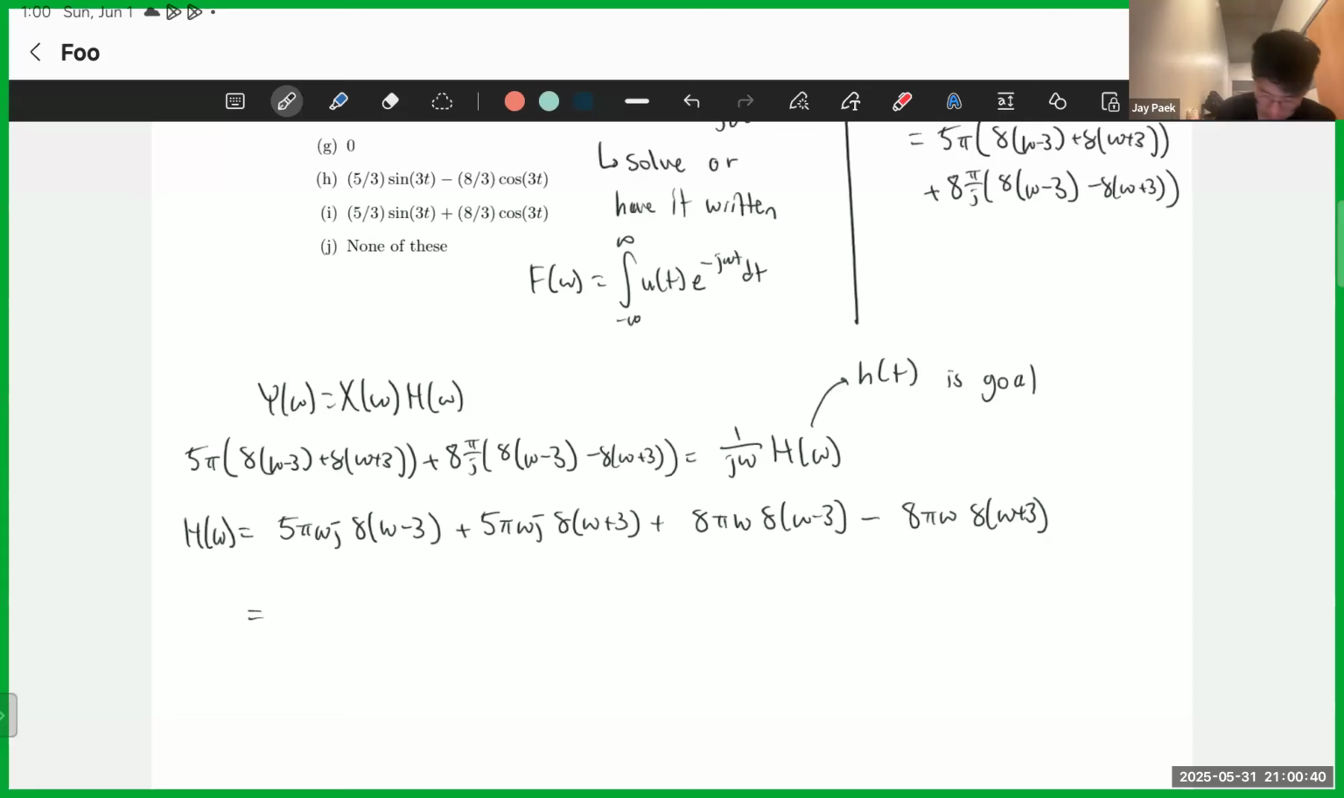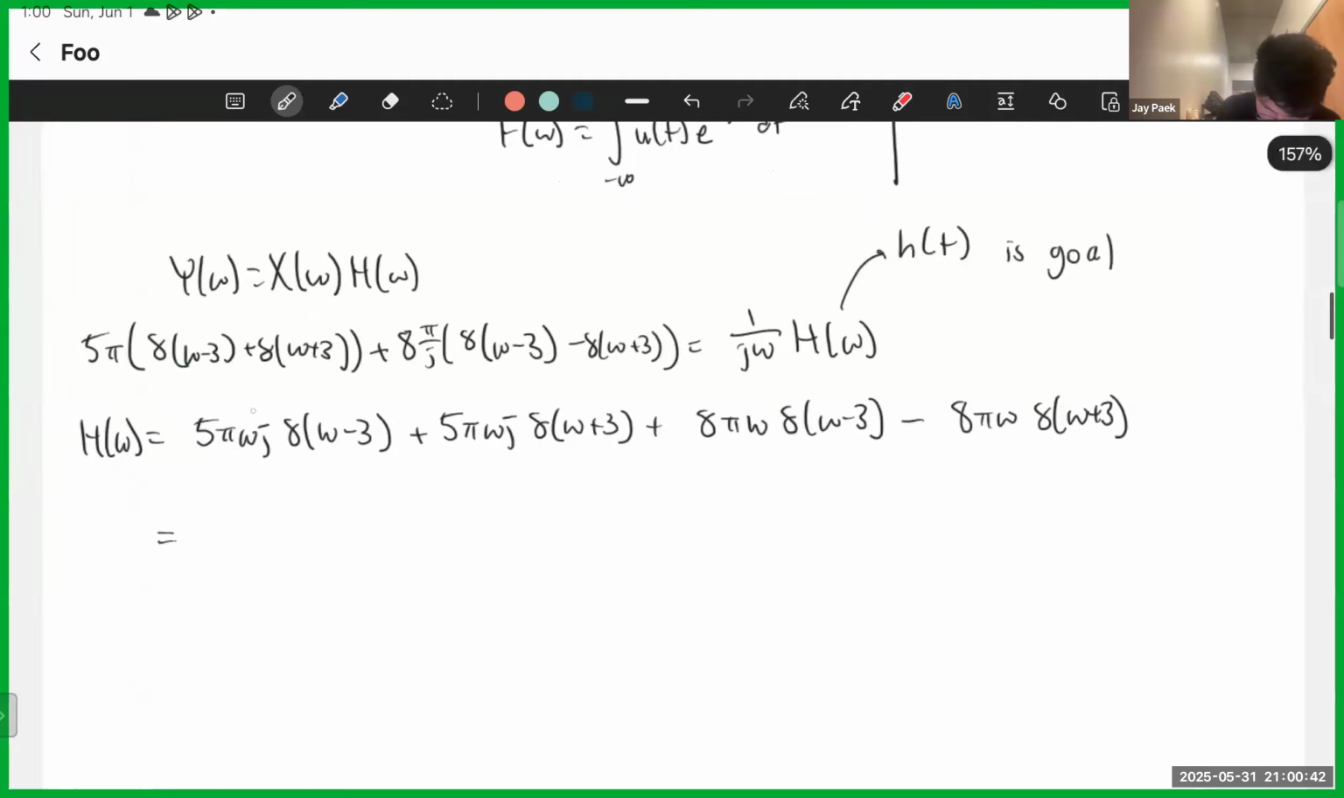Okay. And then we also realize that this is a function of omega, and we're multiplying it by a delta function. Remember what we know about how multiplication works with delta functions: it takes the exact value at that point. So this is at omega equals 3, omega equals -3, omega equals 3 again, omega equals -3 again.